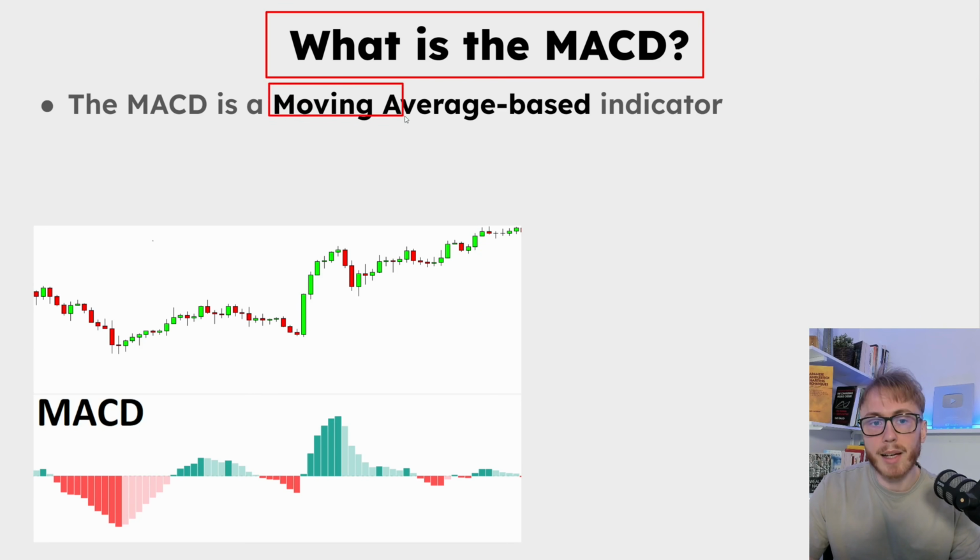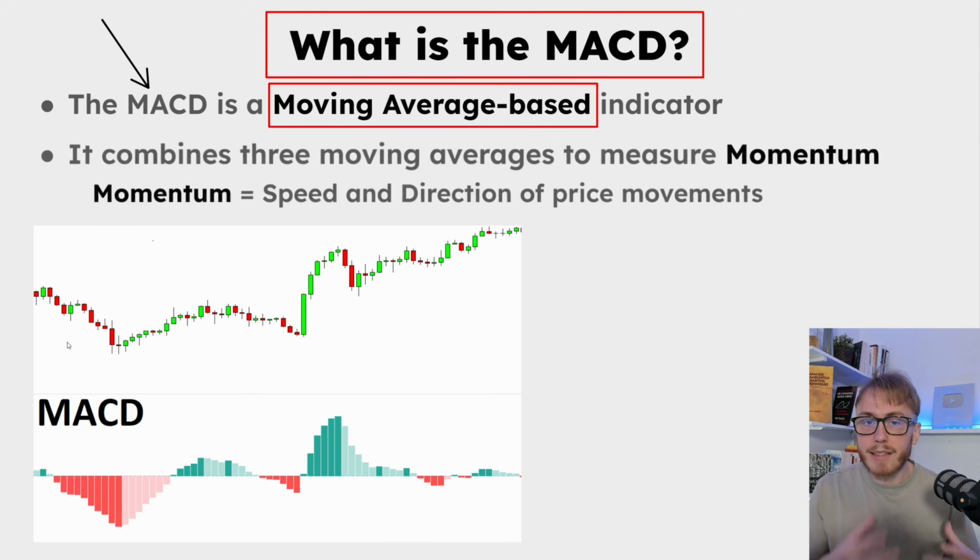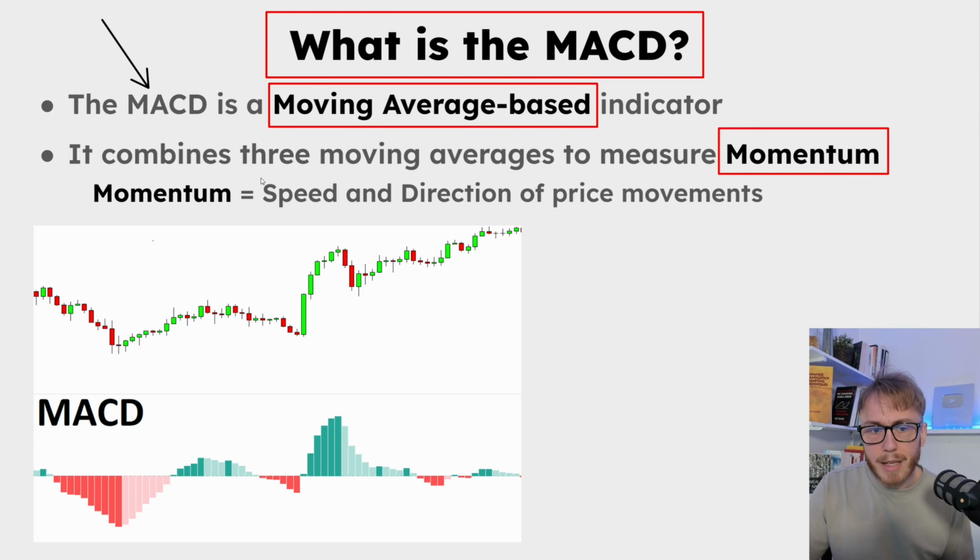The MACD is a moving average based indicator, and that we can actually hear in the name. MA right here stands for moving average. And what the MACD indicator does is that it combines three different moving averages to measure something called momentum. And in very simple terms, you can think about momentum as the speed and direction of price movements.